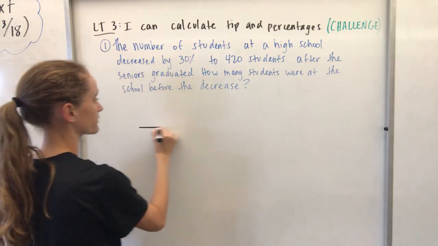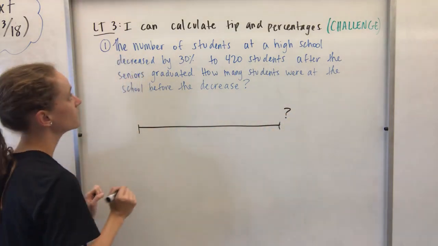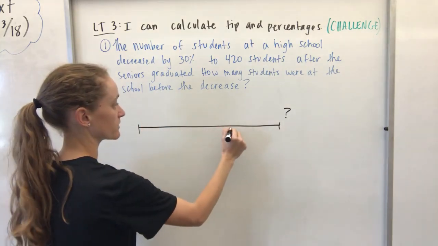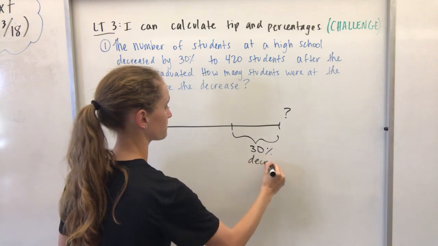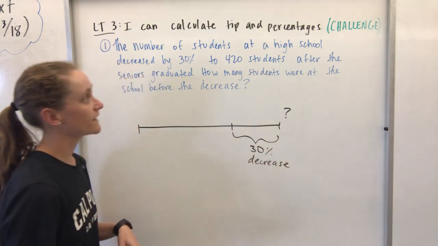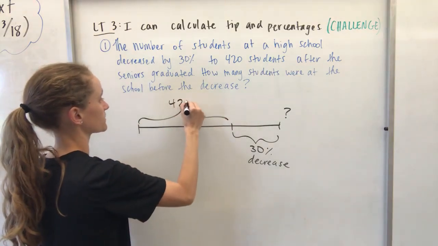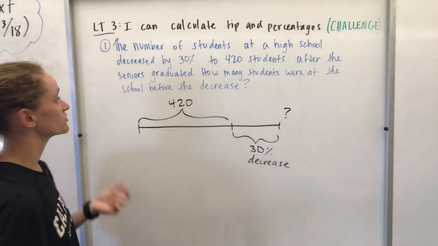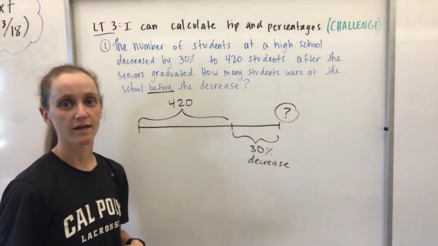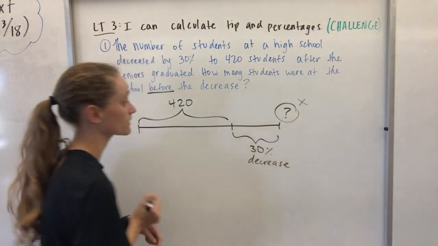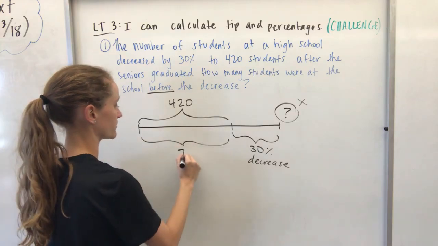So if I'm going to use a line diagram, there was some amount of students that we don't know what it was right now, and the number decreased by 30%. Okay, so there was a 30% decrease, and after the 30% decrease, there were 420 students at the school. And it's asking how many students were at the school before the decrease, which means we're trying to solve for this number. I'm just going to call it x because we don't know what it is right now. Well, if this was a 30% decrease, this number must be 70%.